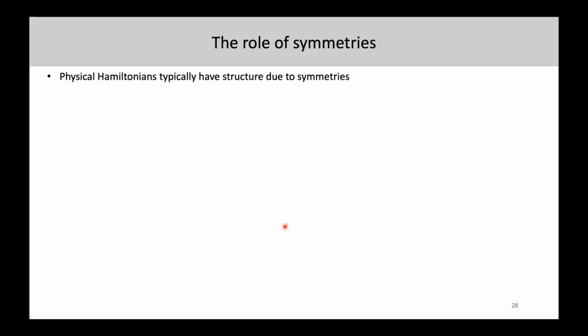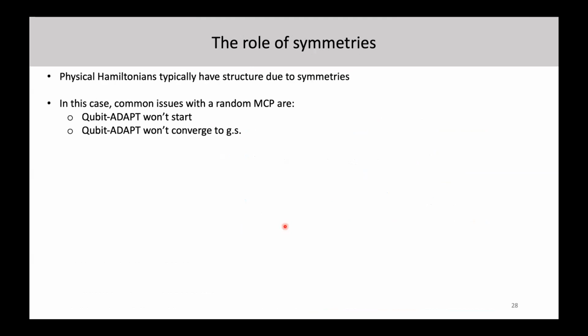Okay, what about the role of symmetries? Most problems of interest have Hamiltonians that respect various kinds of symmetries. How does that impact the performance of ADAPT? We have noticed that there are two basic issues that can arise in the presence of symmetries. One is that ADAPT does not start at all. It's never able to find the first operator to add to the ansatz. Another issue can be that it does start and gets to a certain point, but then it fails to converge. It just gets stuck. And both of these can be attributed to issues related to symmetries, and they can be solved.